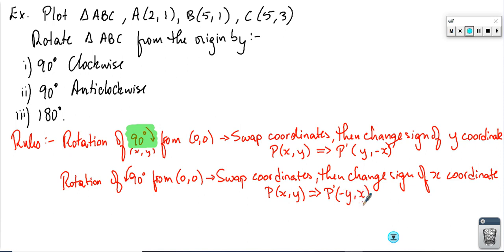Minus y, x. Again, remember, let me highlight this. If you look at that, you'll be able to see that the symbol for the anti-clockwise rotation is on the left-hand side of the 90 degrees, meaning that after swapping coordinates, you change the sign of the left-hand side, which is the x-coordinate. Let's draw our last rotation, which is a rotation of 180 degrees.